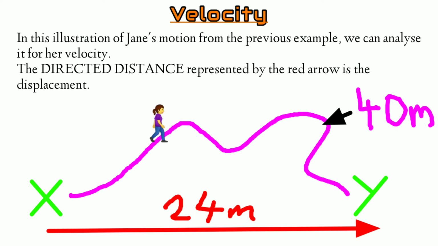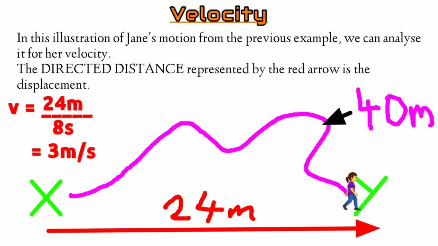In this illustration of Jen's motion from the previous example, we can analyze it for her velocity. The directed distance represented by the red arrow is the displacement. In this case, it is 24 meters towards Y from X. So our velocity equals 24 meters divided by 8 seconds, which is 3 meters per second.